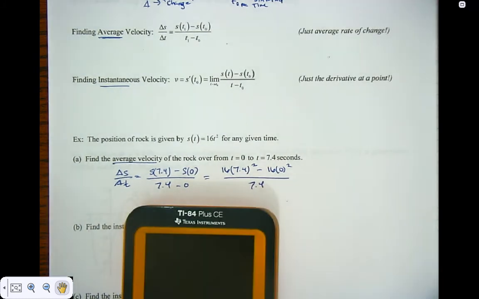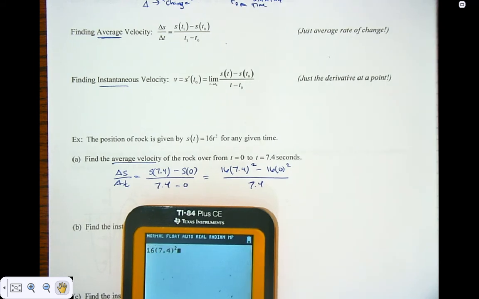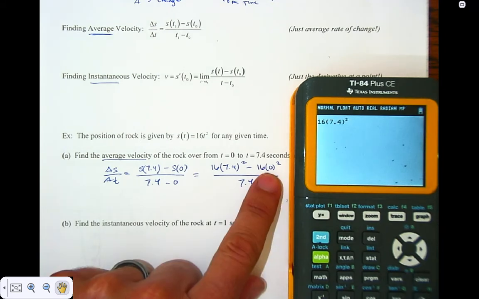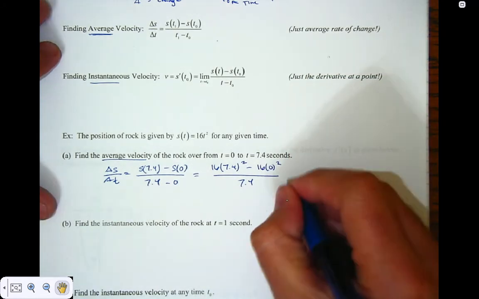Okay, the calculators are good to go. So you got 16 times 7.4 quantity squared, minus 0, just gives us 876.16, divided by 7.4, which is 118.4. Okay, so this is going to be 118.4.